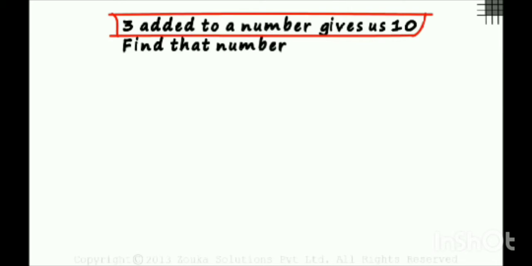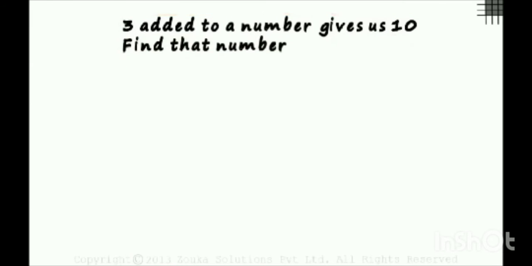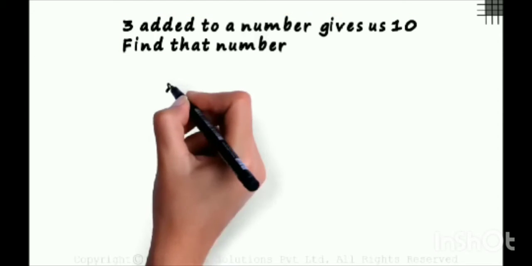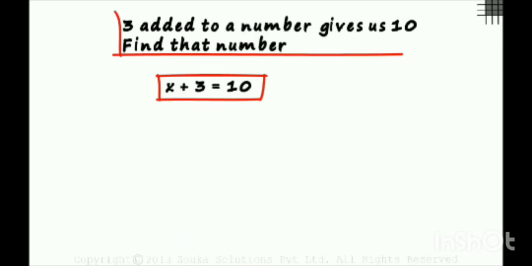Look at this problem. 3 added to a number gives us 10. Find that number. We know it's 7, but that's not the reason why I asked you this question. I want to know how we can represent this problem in a simpler way. We can probably say x plus 3 equals 10. Find x. 3 is added to a number to get 10. We just assign a variable to that number.